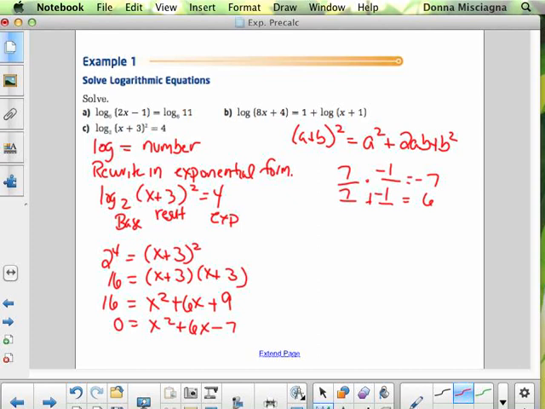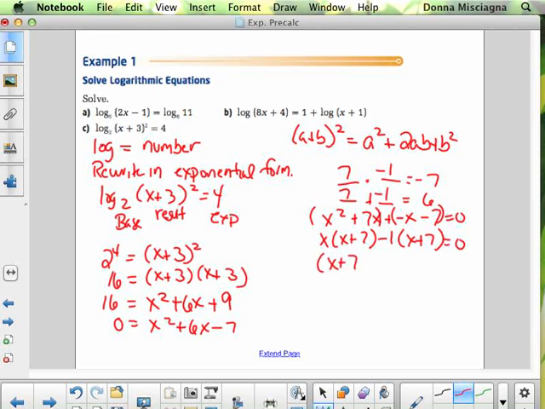And so now we have x squared plus 7x plus a negative x minus 7 equals 0. The first two are a group, and the second two are a group. So we'll factor out an x, we have an x plus 7. Factor out a negative 1, we have an x plus 7. And so (x plus 7) times (x minus 1). And so we have two solutions here: x equals negative 7, x equals 1.